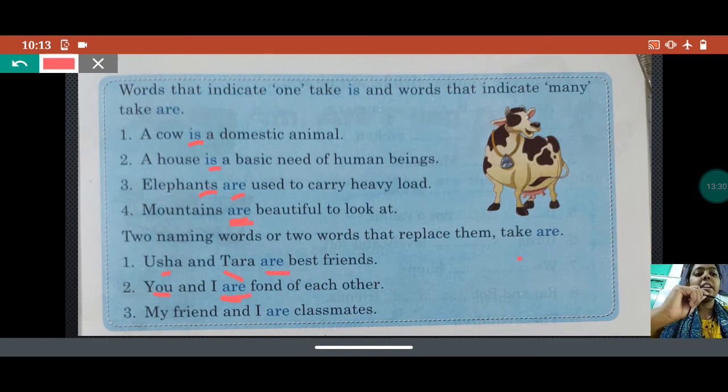Number 3, my friend and I are classmates. Now here my friend is also included in that group, as well as I am also included. So there is more than one person, that means plural nouns. So for plural nouns we use are. My friend and I are classmates.